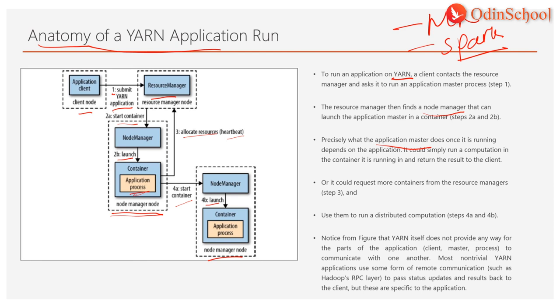What is the application lifespan in YARN? Your resource manager, client, and this application process are all very crucial, and they are connected to each other. Most non-trivial YARN applications use some form of remote communication, like Hadoop's RPC layer, to pass status updates and results back to the client. But again, this is very specific to the application, so it can vary from application to application.